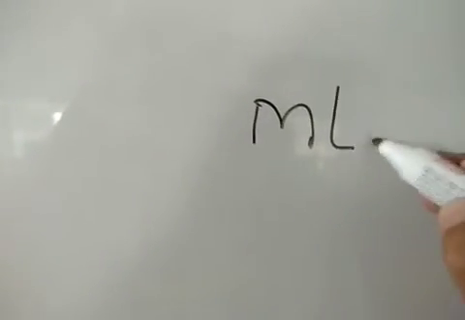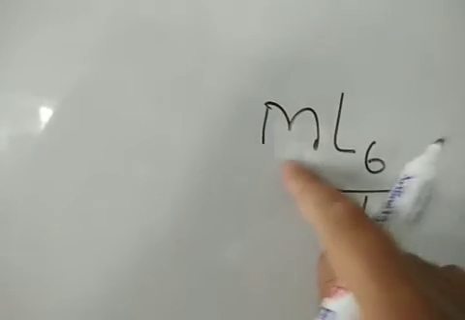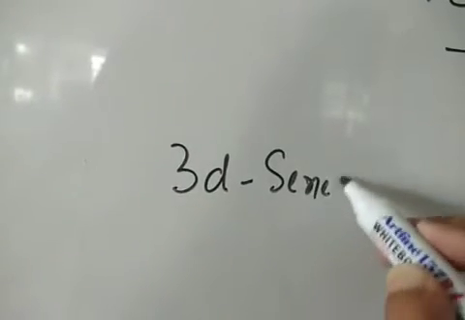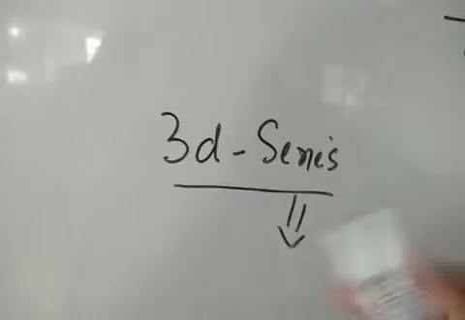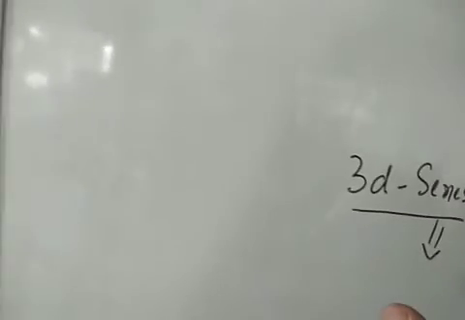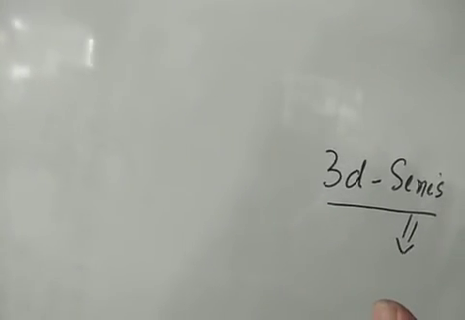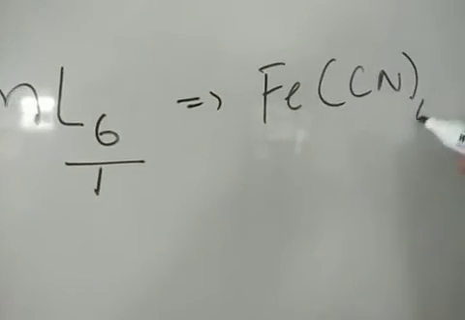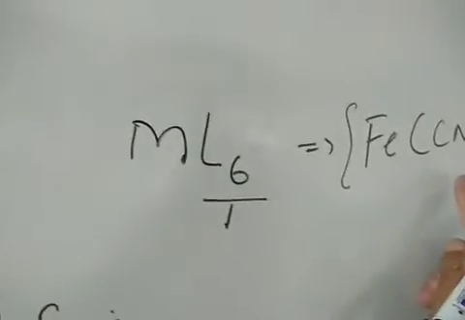Now, this is the important thing. Let's move to point number 2. Again, we have this 6-coordinate complex, ML6. The metal ion has to make available 6 orbitals. Let's take the example of the 3d transition series, and look at the last electronic configuration. Let's take the example of a compound of iron, Fe(CN)6, hexacyanoferrate(III), 3 negative.